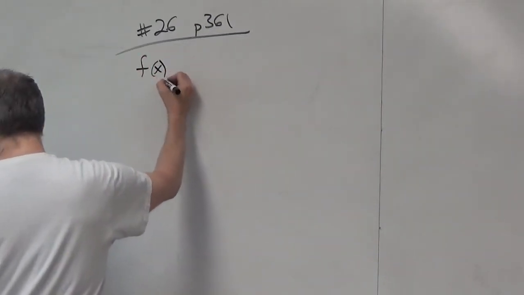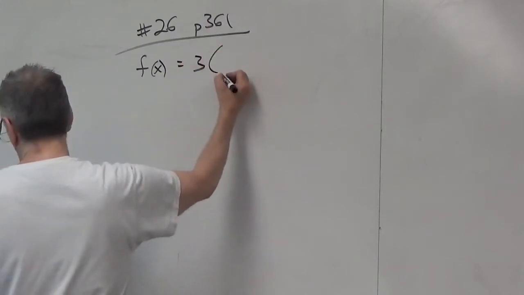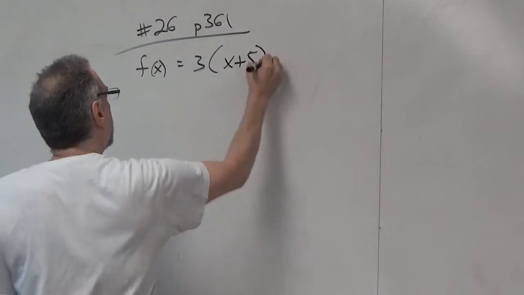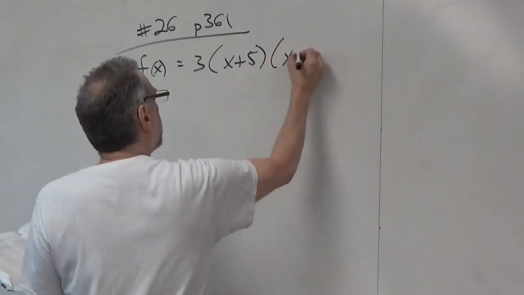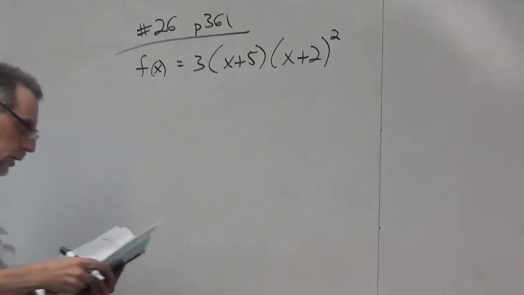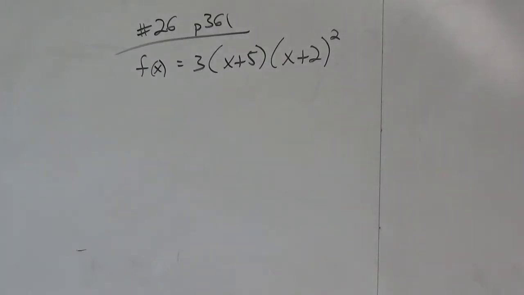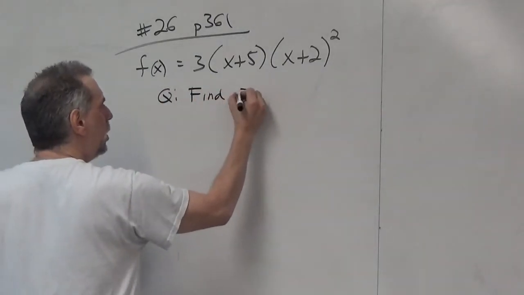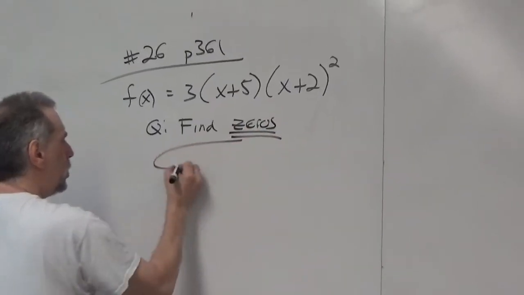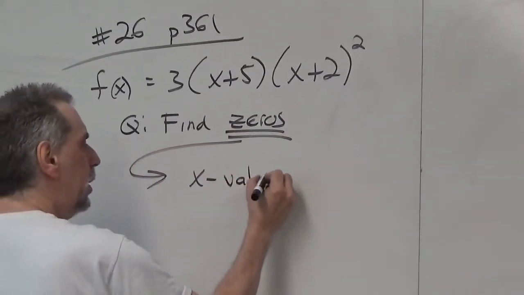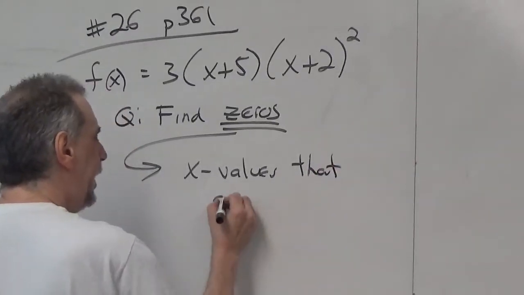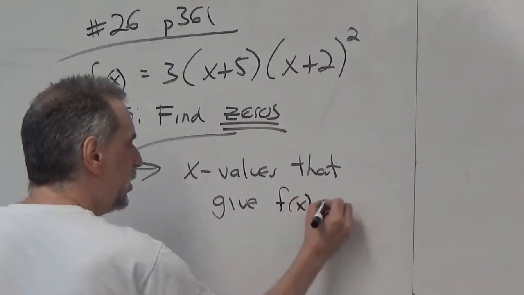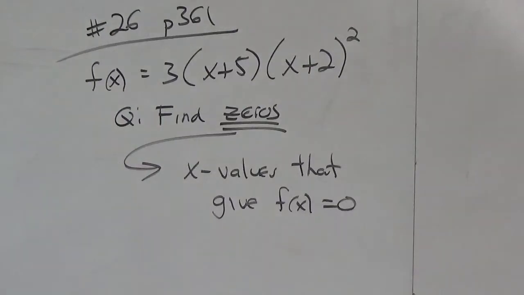this function, x plus 5, x plus 2 squared. Okay, so the question here is to find the zeros. And zeros are the x values that give f of x equaling 0. So we want to find the x's that when we put it into the function, we get f of x equaling 0.